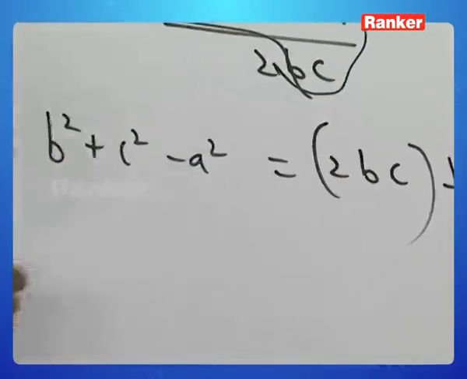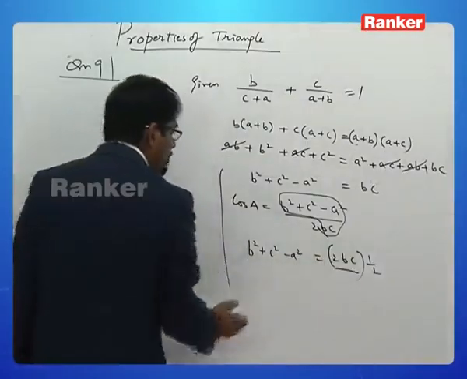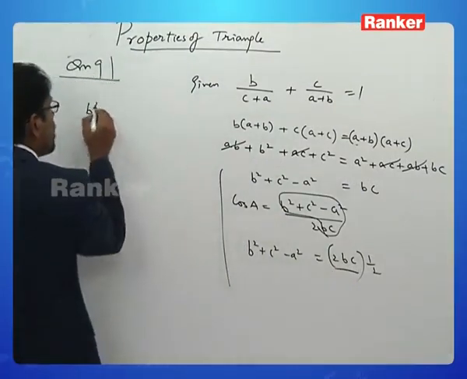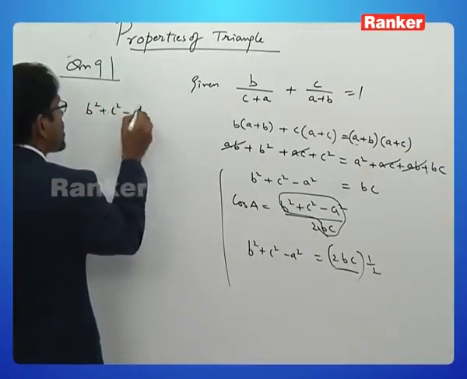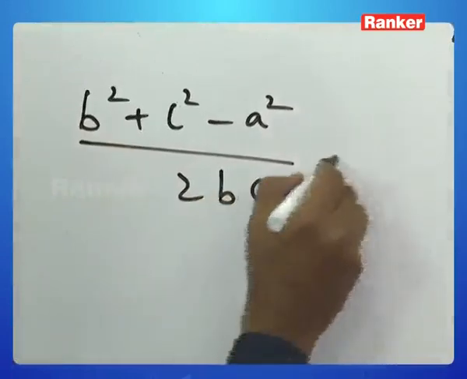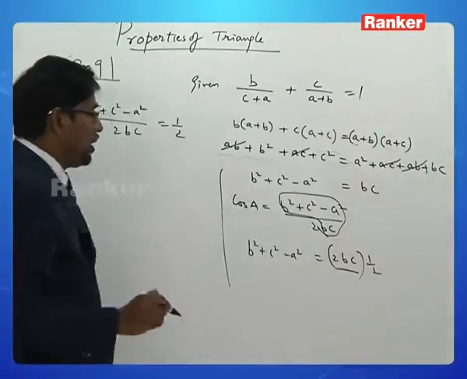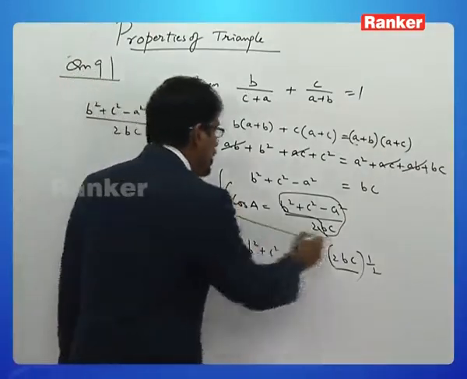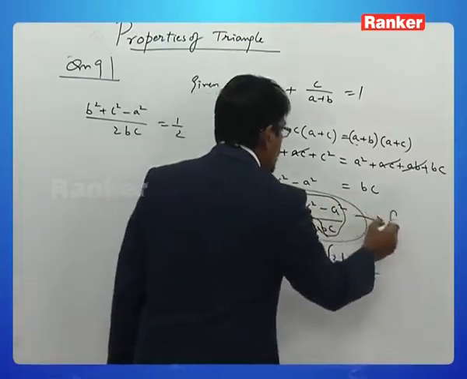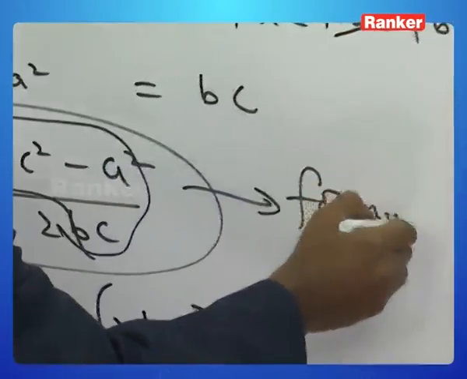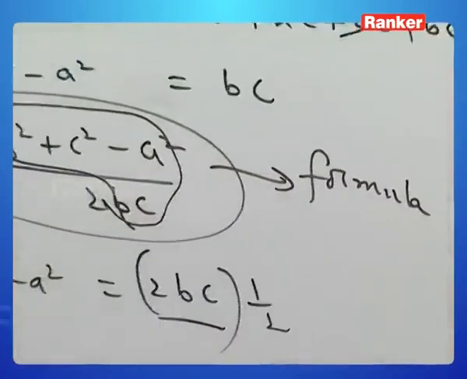So bring down that BC here, 2BC top. So what do we have? Therefore (B square plus C square minus A square) by 2BC is equal to half. What have I done here? This is the formula. So I was trying to match it up with the formula, this part.